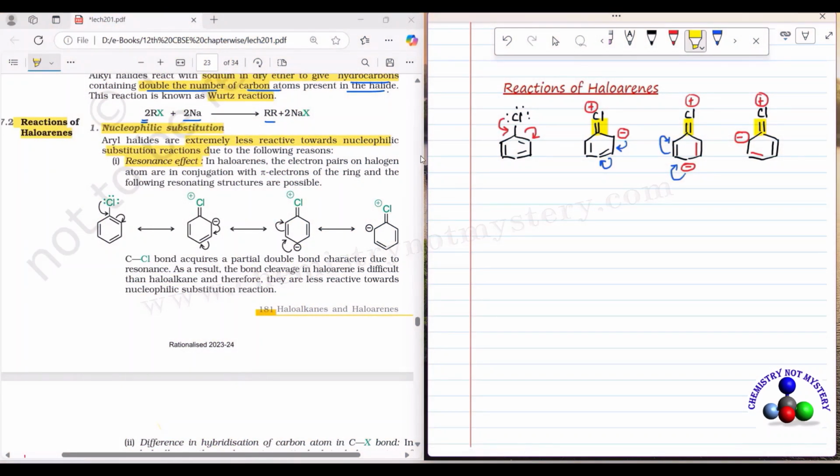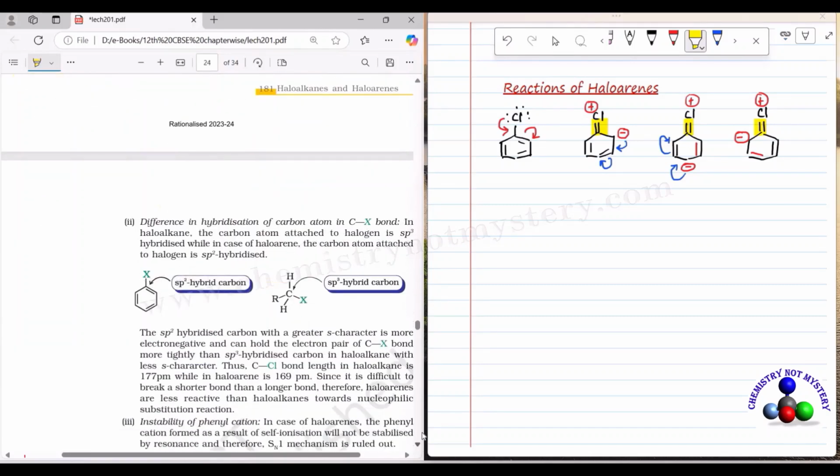Now let's read from the book. Carbon-chlorine bond acquires partial double bond character due to resonance. As a result, bond cleavage in haloarene is more difficult than in haloalkane. Therefore, they are less reactive towards nucleophilic substitution reaction. Now come to the next point.